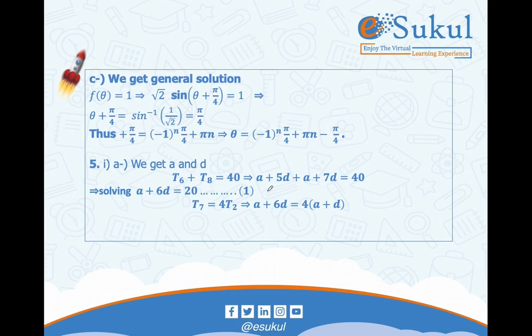So solving, we have as equation 1, A plus 6D equals 20. So using the second information, which says that the 7th term is 4 times the 2nd term, we have this result. So simplifying gives us a second equation, A plus 6D. So therefore, solving for A and D, we can have A as 2 and D as 3, based on the two simultaneous equations.